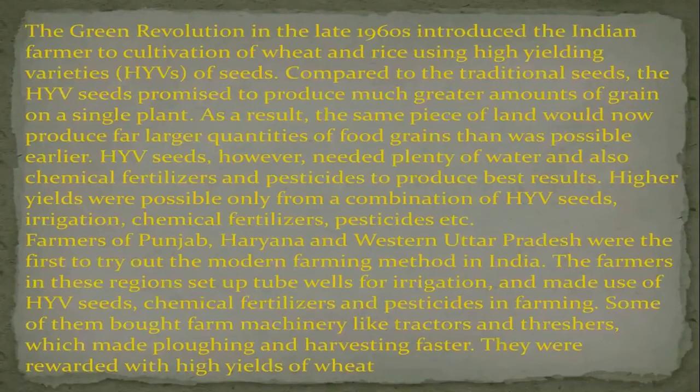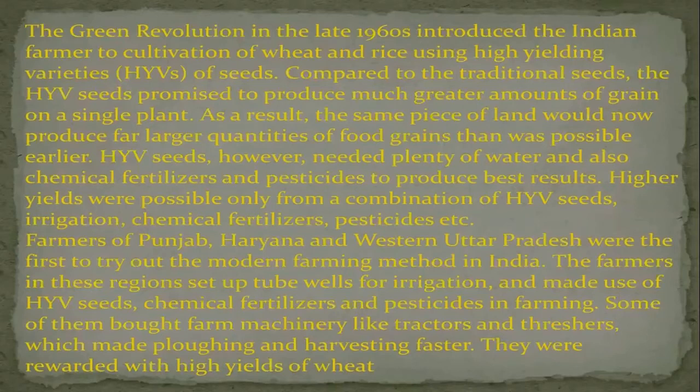What happened is HYV now needed lots of water, plenty of water, and they needed chemical fertilizers and pesticides. Only then could they give you the best results. So now farming became expensive. Up till now, traditional seeds were being used. Irrigation was done with Persian wheels or rainfall, and it was working. But when they shifted to high yielding variety of seeds, they did get better results, but they had to invest more money.